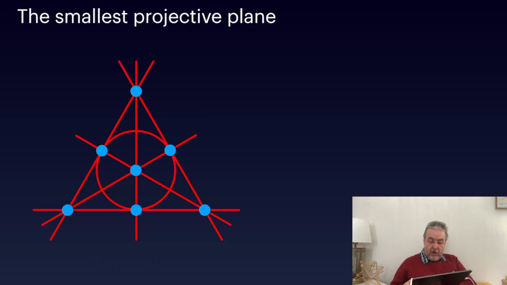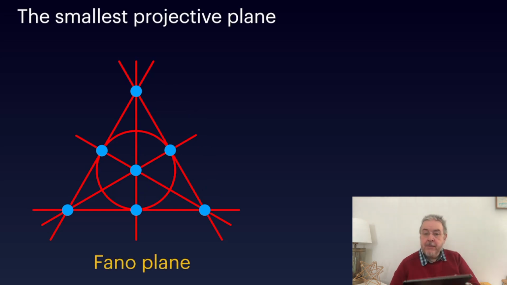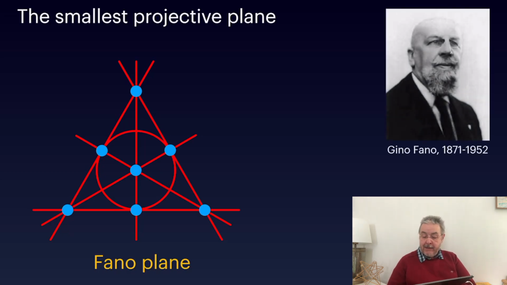Is that all? By the way, this object, as many famous objects in mathematics, has a name. It's the so-called Fano plane, and it's named after Gino Fano. And if you look at the dates here, you see that we are rather late here. People studied finite projective planes mainly quite a while after they studied real projective planes.